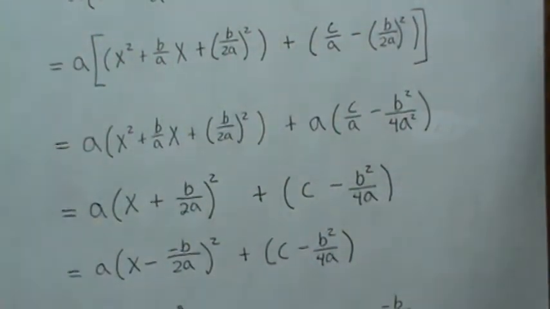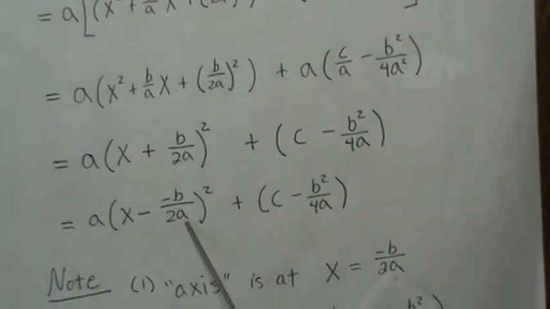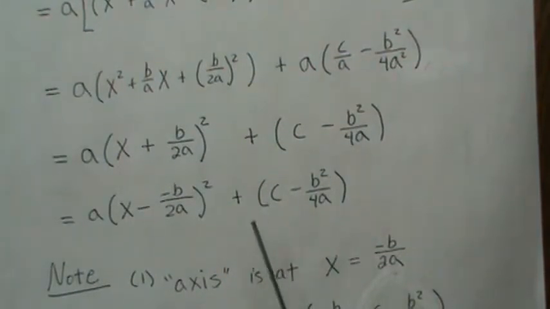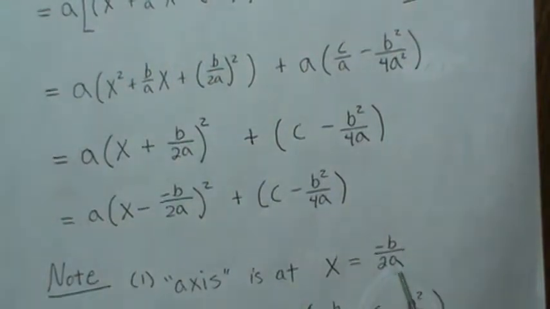Okay. So if that's the horizontal shift, that tells us the axis of symmetry. So the axis of symmetry is at minus b over 2a. So that's how far the graph is shifted. So this is the actual x value.